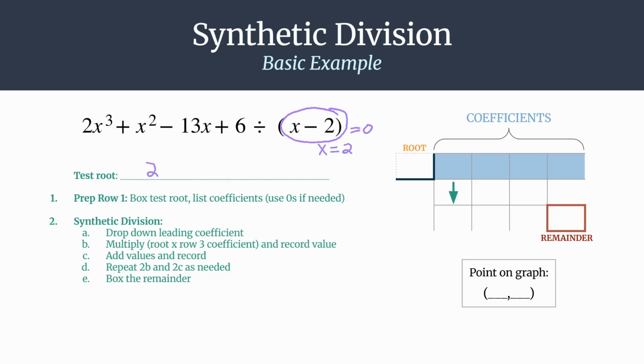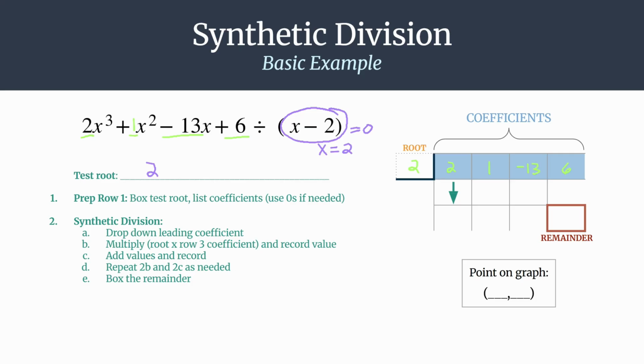All right, now we're ready to prep our first row. And to do that, we need the root. So we've already got that. That's the 2. And then we need the coefficients from our first polynomial. So let's just go through and underline those. We have 2 from the x cubed term, an understood 1 from the x squared, a negative 13 for the x, and a positive 6 as the constant. So let's place those in the first row, and we'll be all set up.